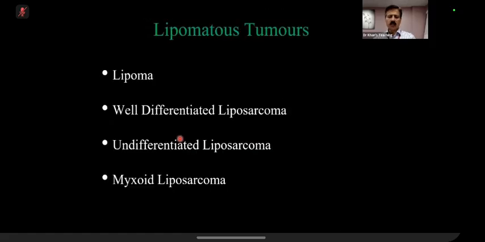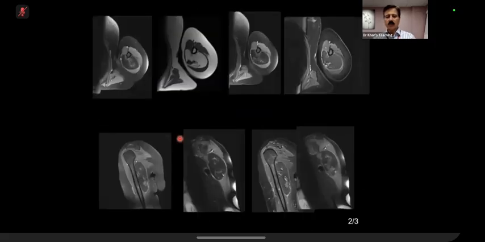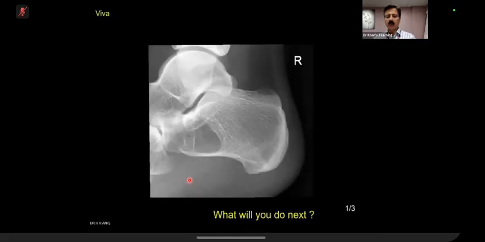So liposarcoma per se has come in the exam, and the basic concept is it's a huge subject in radiology, which is beyond 2B. So don't overload yourself. The point to remember is that besides lipoma, there can be what we call well-differentiated liposarcomas versus undifferentiated or myxoid liposarcomas. Key point is that if a lesion is fatty and completely suppresses like this, you see, this has completely suppressed. We are happy that this is a lipoma, and we stop here.